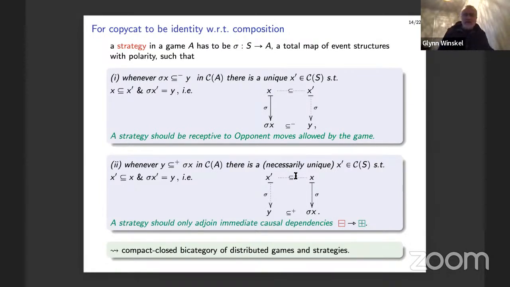So that's an indication of a more formal way, and there's a story that then takes off from here to Scott order and connections with profunctors and so on, because of course we're getting very close to discrete fibrations here and to presheaves and etc. Anyhow, defining strategies in this way gives us a compact closed bicategory of distributed games and strategies.